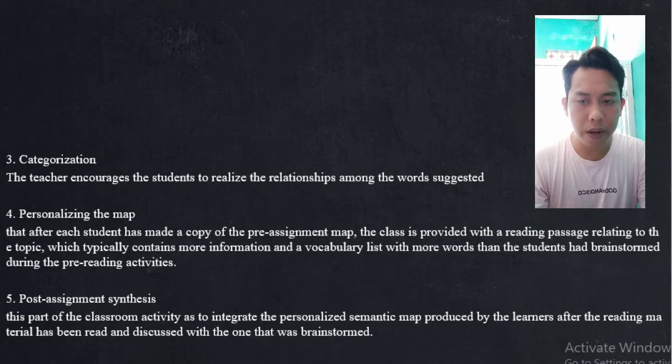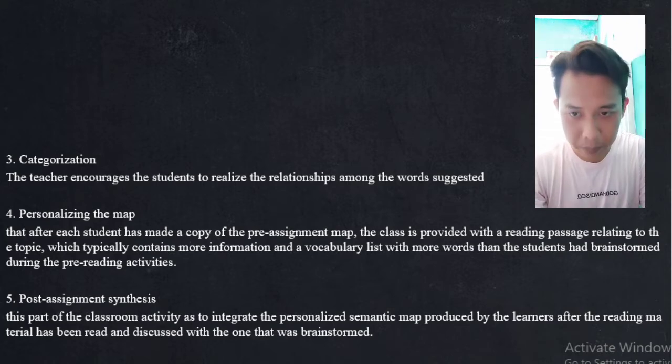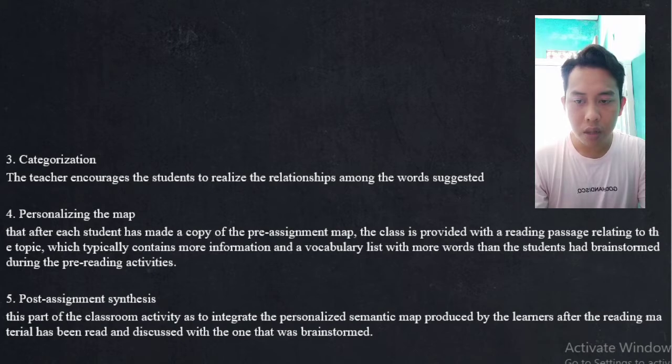The class is provided with a reading passage relating to the topic, which typically contains more information and a vocabulary list with more words than the students had brainstormed during the pre-reading activities. As they work from the pre-assignment map, now new information is integrated with prior knowledge.